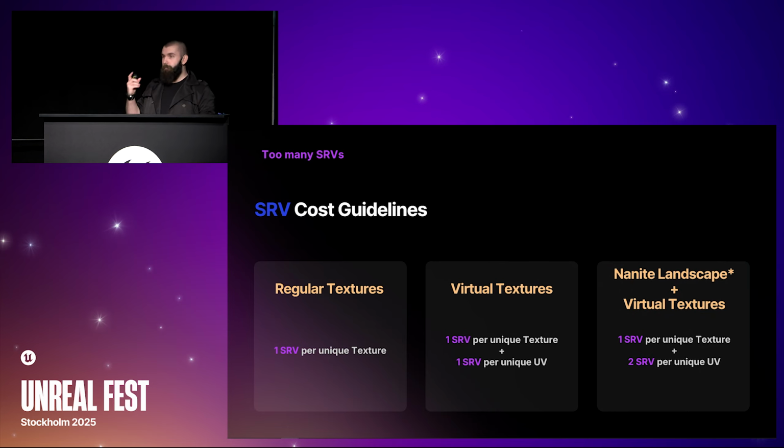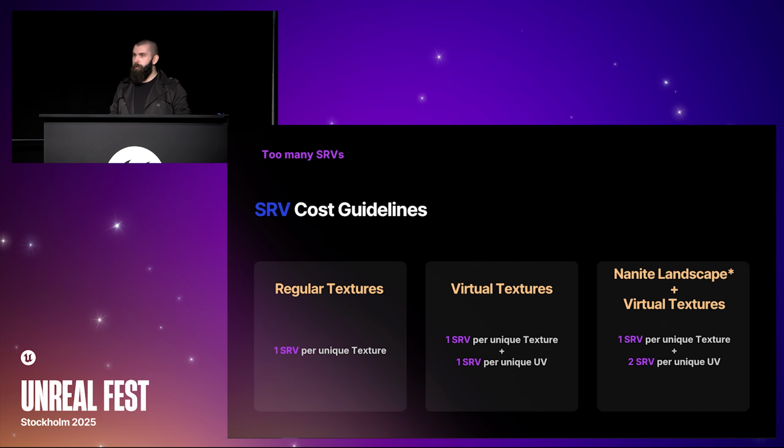But if you have 3 samples with 3 different UVs, you will have 7 SRVs. So 6 SRVs for the unique UVs and 1 SRV for the unique texture. Now, nanite landscape is an asterisk, because if you use a normal mesh that's nanite, that's not landscape, and you use virtual textures on it, you will use the guideline for virtual textures, because normal nanite meshes do not create a second SRV.